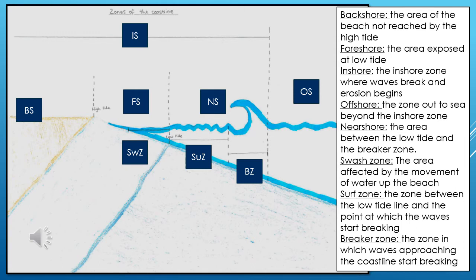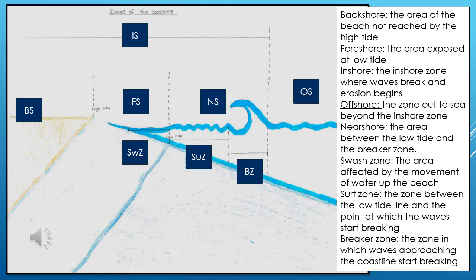Surf zone is the zone between low tide and the point at which waves start breaking. So again, here, this is where you're going to get quite white water. It's often the area where, if you were walking out to sea, the waves would have broken by then. So again, there's going to be lots of energy, lots of turbulence there, lots of process going on there.